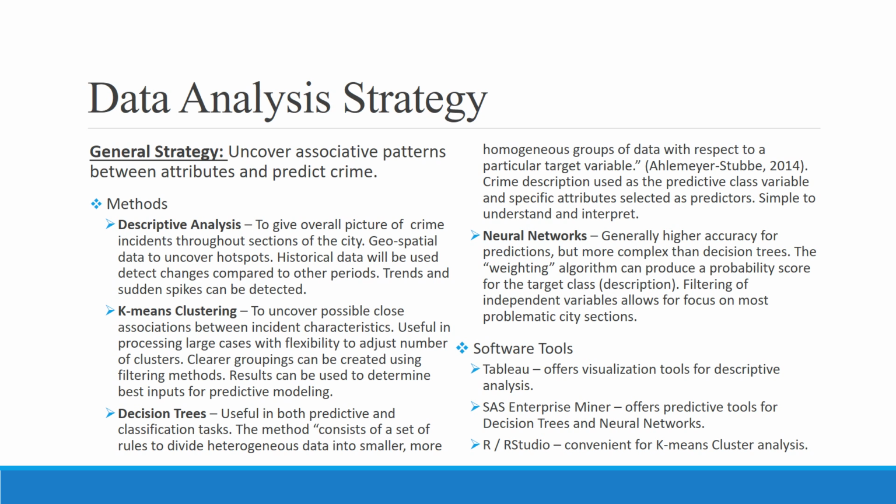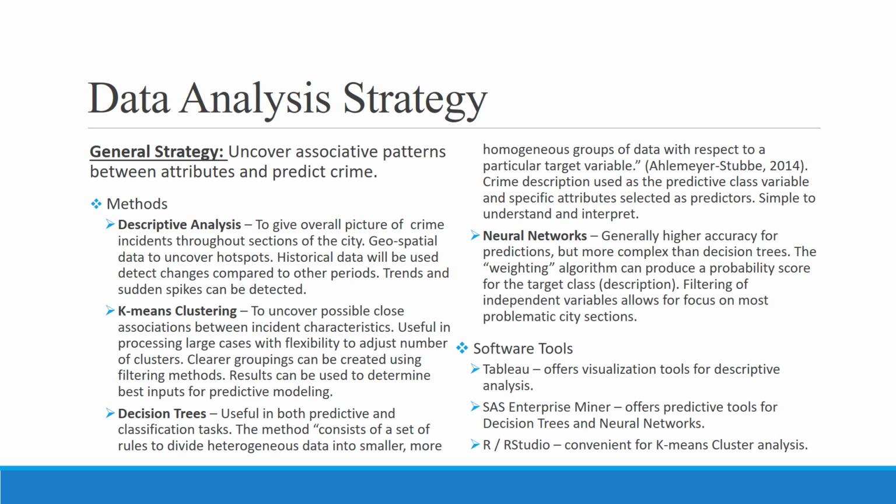The general strategy of this analysis is to first uncover associative patterns between the attributes and then predict crime. Several approaches will be used. The first important method is descriptive analysis, and this is to give an overall picture of crime incidents throughout sections of the city, using geospatial data to uncover hotspots, and historical data would be used to detect changes compared to other periods, finding trends and sudden spikes.